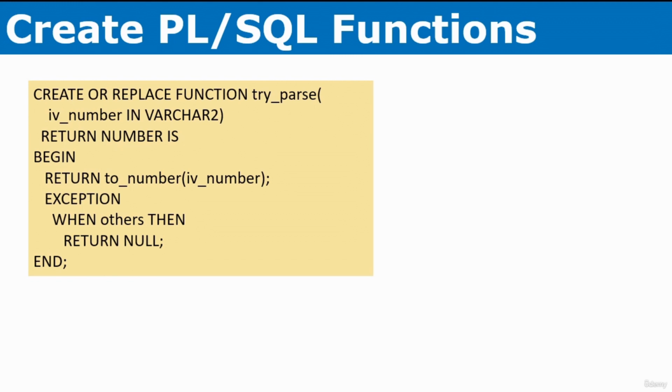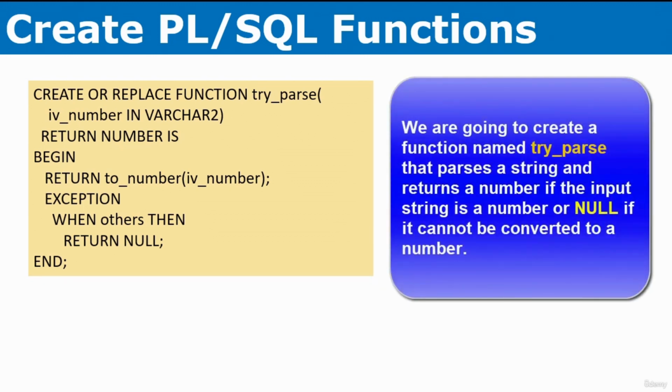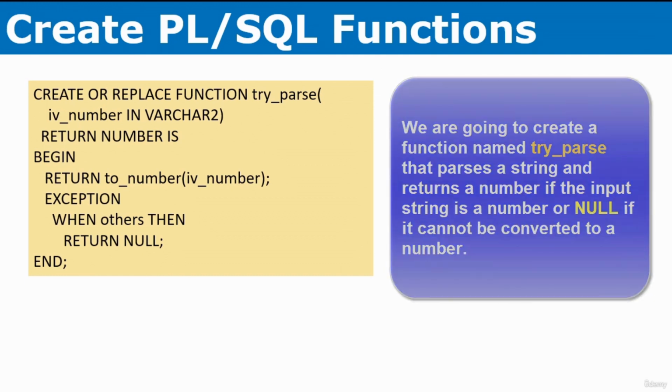This function is going to be called try_parse, and this function is going to be used to parse a string. A string basically is a text, so it's going to be used to parse a string, and it will return a number if the input string is a number, or it will return a null value if it cannot convert the value into a number.